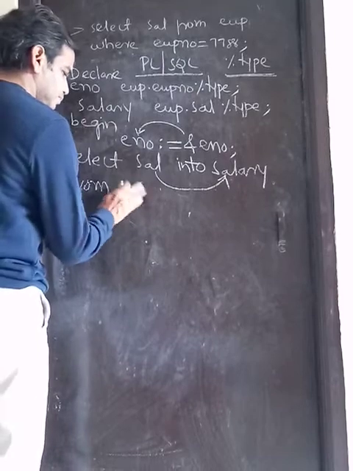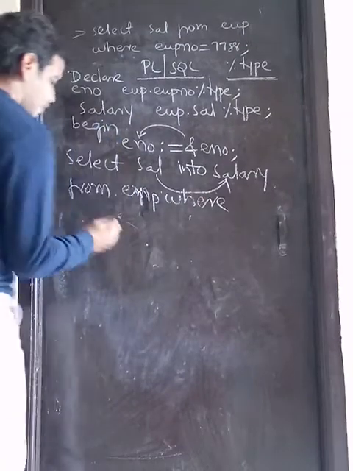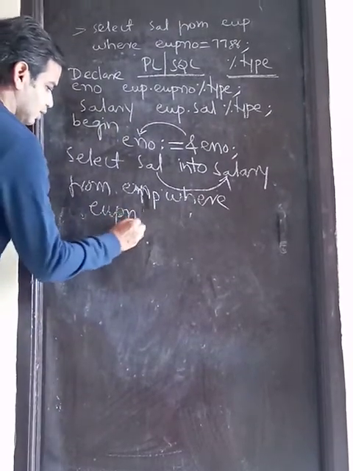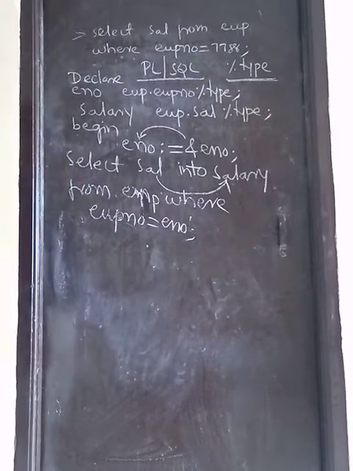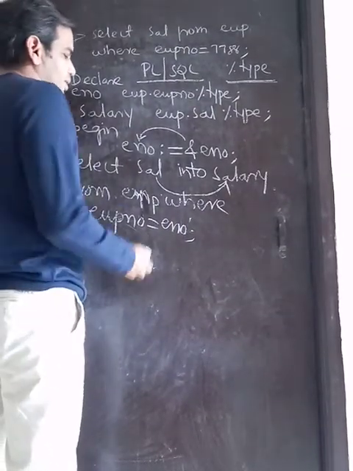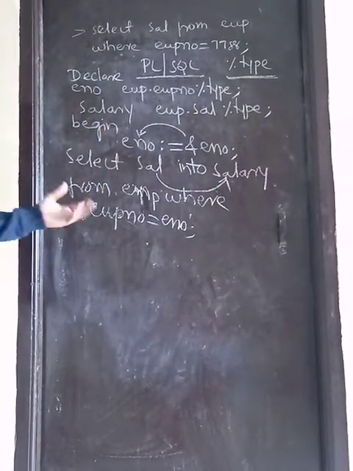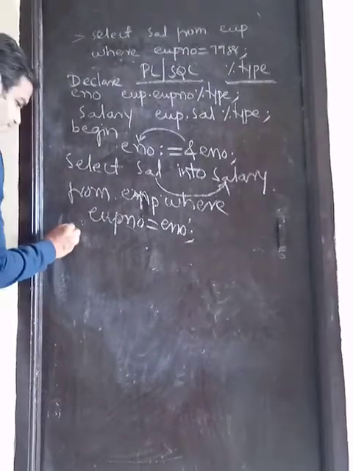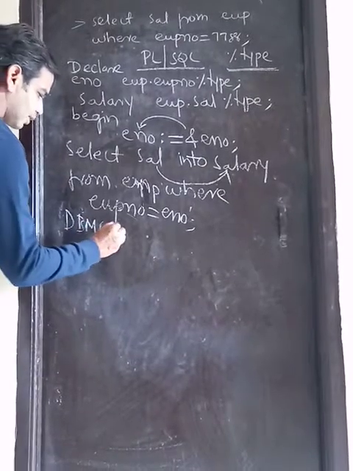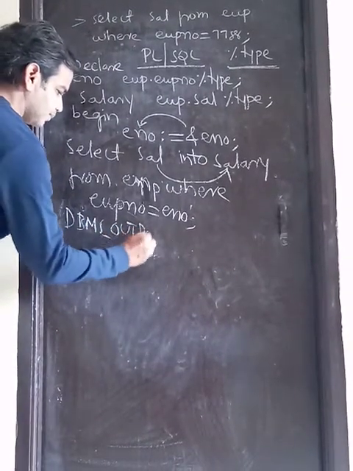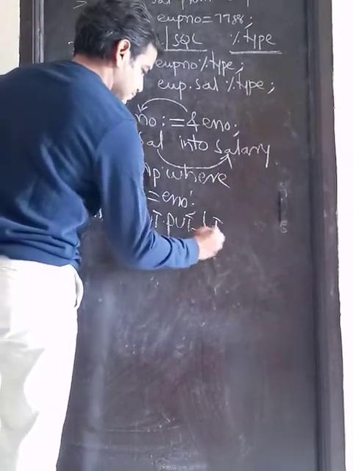where employee number is equal to E number. Suppose you enter 7788, that employee number's salary will be temporarily copied into salary. Okay. Then we are displaying this salary. For display purposes we are using DBMS underscore output dot put underscore line.